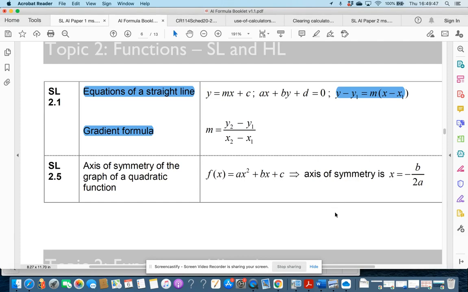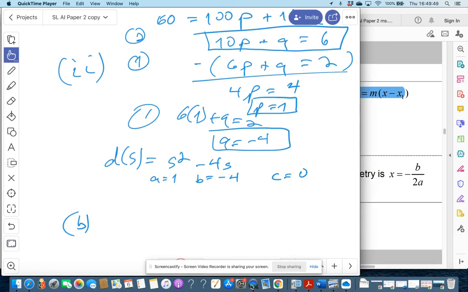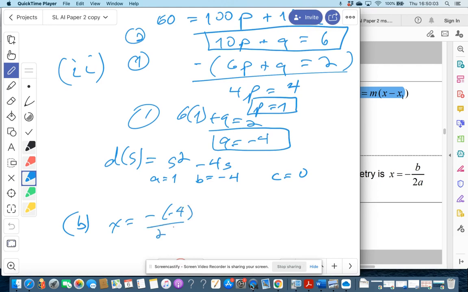Okay, so x is equal to negative b, which is negative 4, over 2 times a, which is 1. So I get 4 over 2, I get 2. Okay, so now I can plug in 2 to my model to find the y-coordinate. So d of 2 is going to be equal to 2 squared minus 4 times 2. That's 4 minus 8. That's negative 4.